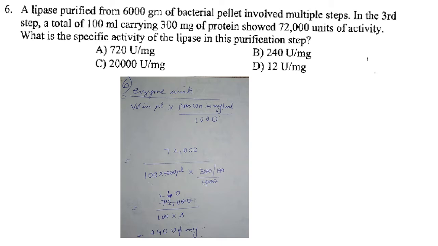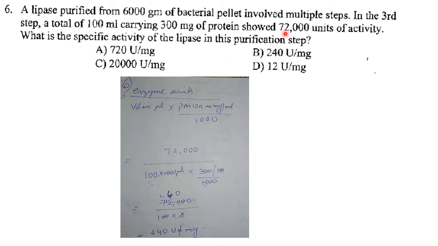So here you have the formula for calculating the specific activity of lipase during purification. That is enzyme units divided by volume in microliter into protein concentration in milligram per ml divided by 1000. So this is protein concentration. My handwriting, I am extremely sorry about it. But this is the protein concentration. This represents protein concentration. Okay.